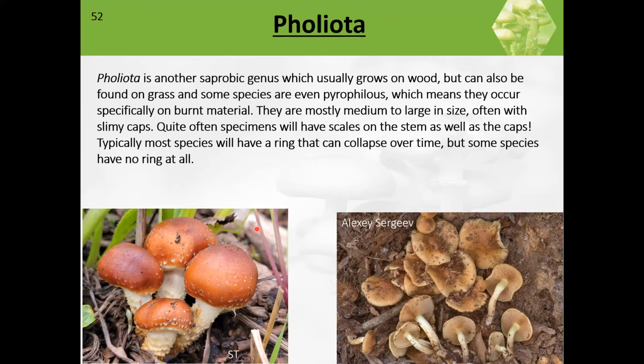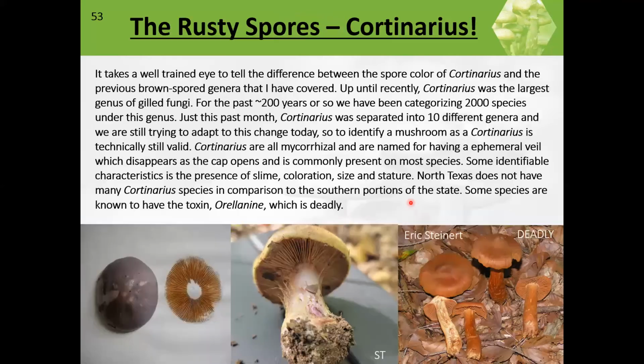So quite often specimens will have scales on the cap and on the stem here. And that feature is usually ubiquitous. The scales can disappear with age, or if it has a bunch of rain, environmental conditions can make the scales disappear. And typically they will have a ring or an annulus. But as you can see here, this one doesn't. So this is what leads to some confusion.